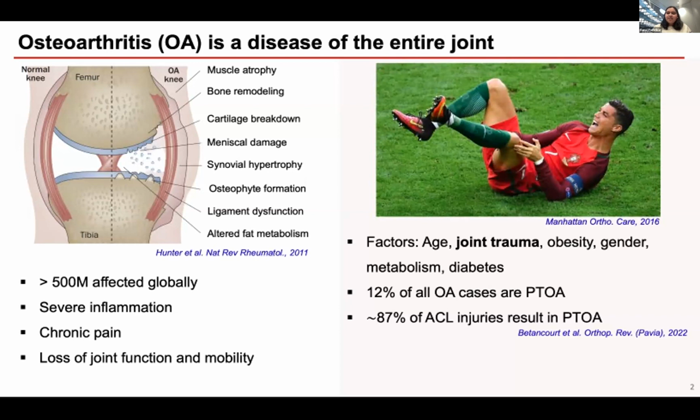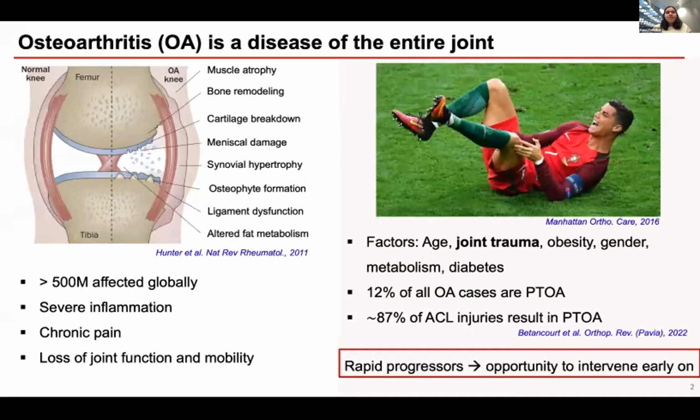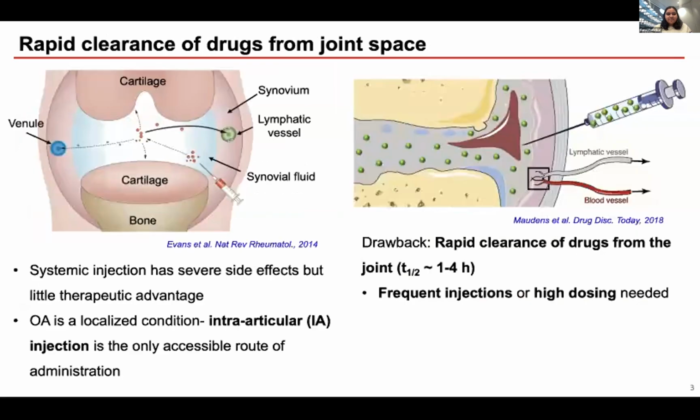About 90% of all ACL injuries result in OA progression over a period of 8 to 10 years. The rapid progression of PTOA enables the opportunity for early intervention before the disease progresses to an irreversible state.